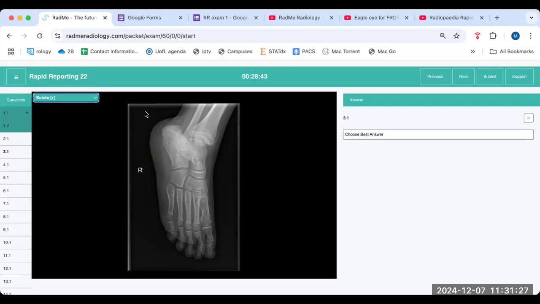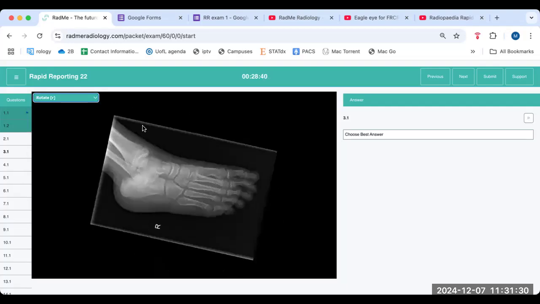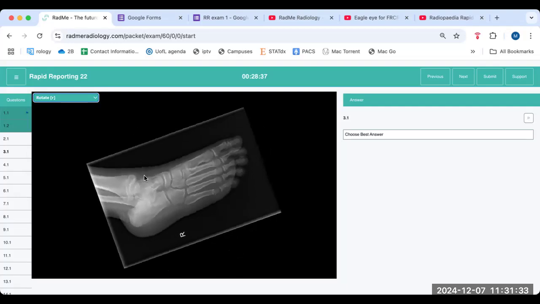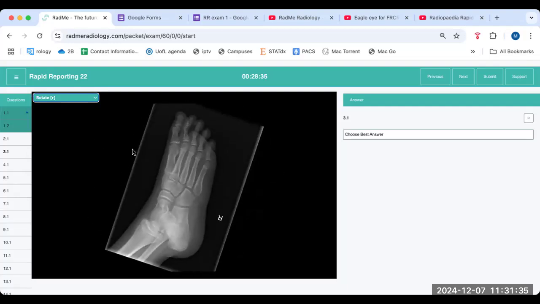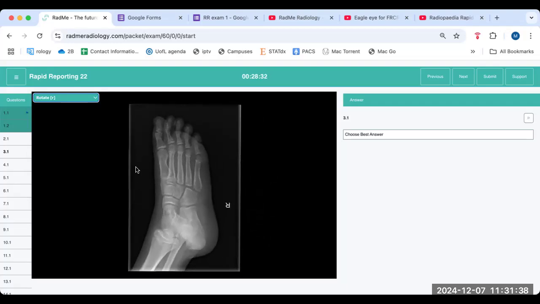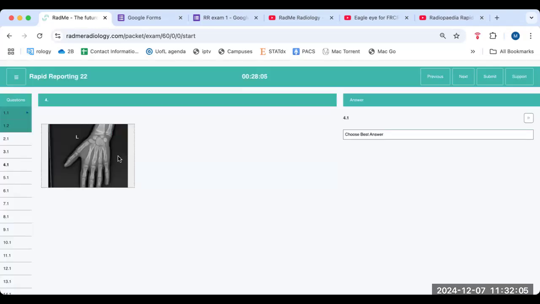Okay. See, this foot, I don't like it in this way. I used to see the foot in the other direction. This is in my normal practice, so I put it in the direction that I used to report it. Again, I start by the tibia fibula and the talus calcaneum, the tarsal bones, the metatarsals, and then the phalanges. I cannot see any abnormality here, so I will keep it blank also.